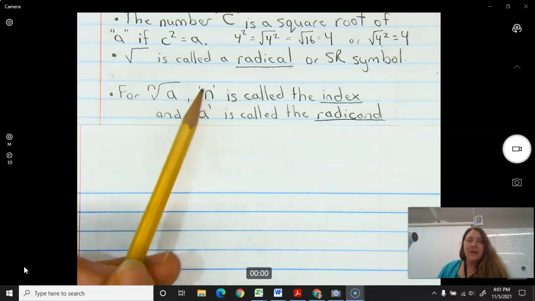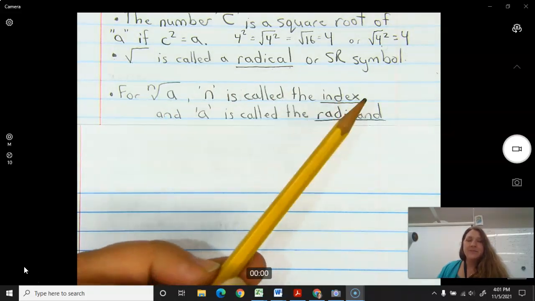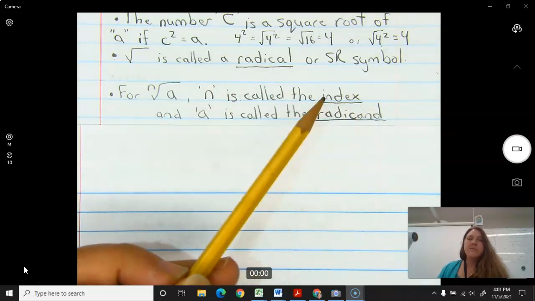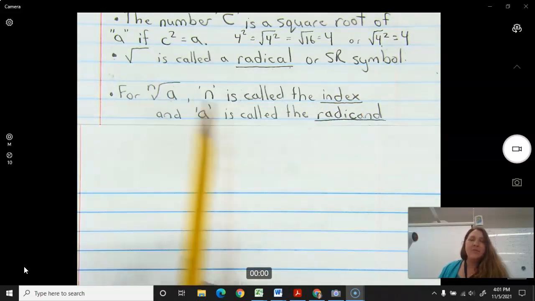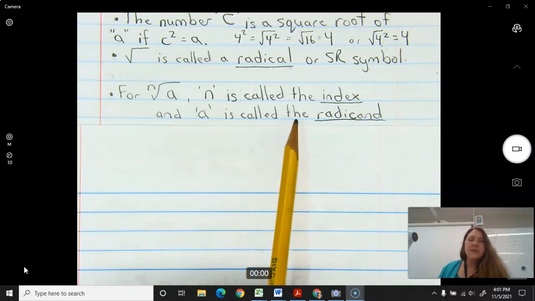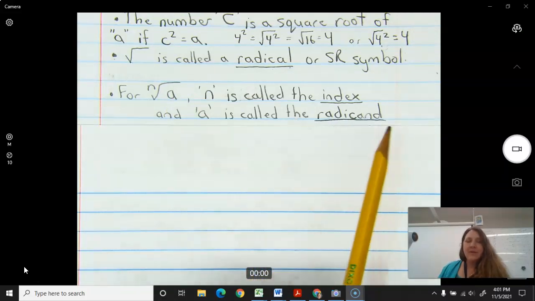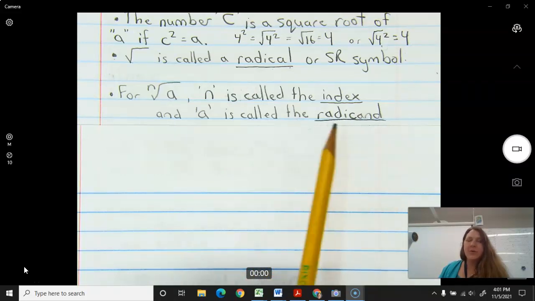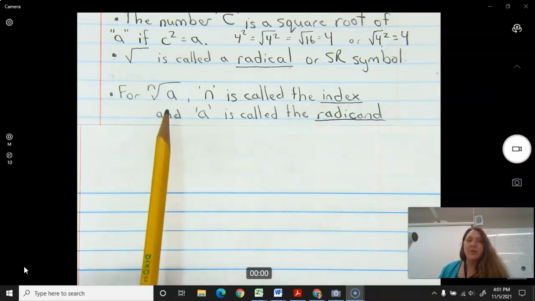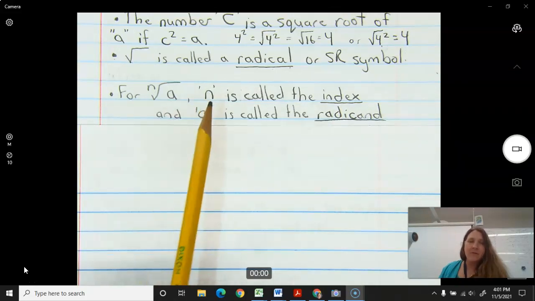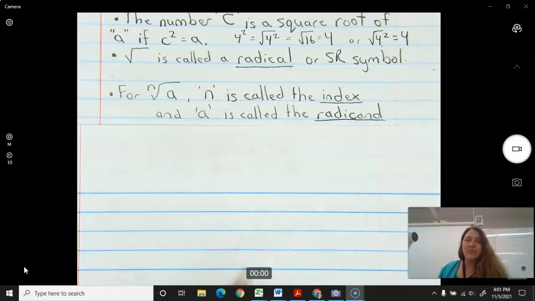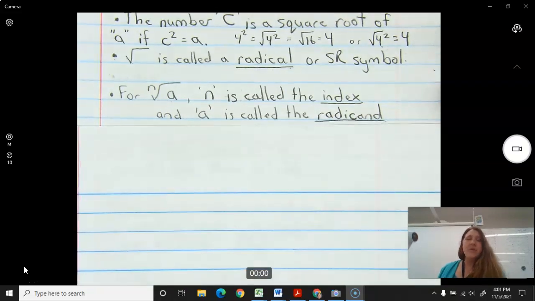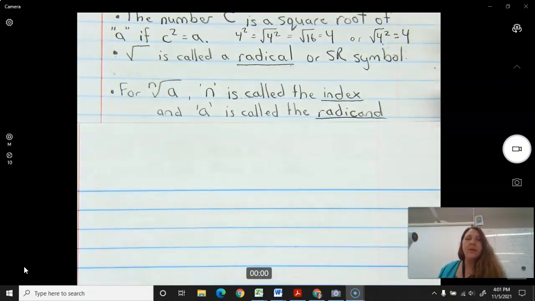That little n is actually called the index, and that's its name. The a, or the number that's inside of that radical sign, is the radicand. You might not hear that word as much, but that's its actual name. So if it makes reference to factors of the radicand, then it's talking about the number that's inside the radical sign. Remember, you can pause the video at any time to copy these notes down.